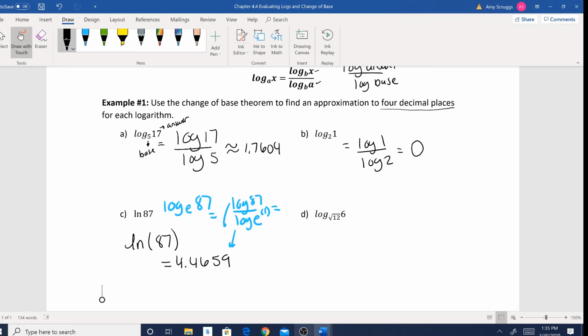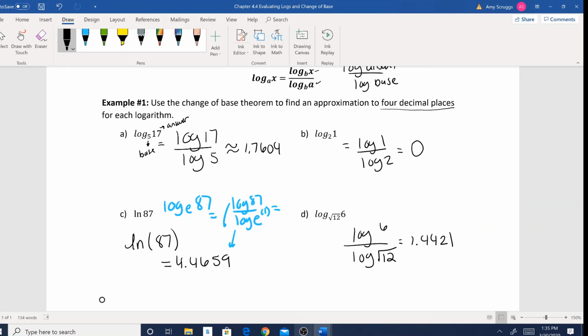Okay, and then for this one, even though it has a radical, it's okay. We're still going to do it. It's going to be log of our answer, which is log 6, over log of our base, which is the square root of 12. Now, just type it in very carefully, and you should get 1.44.